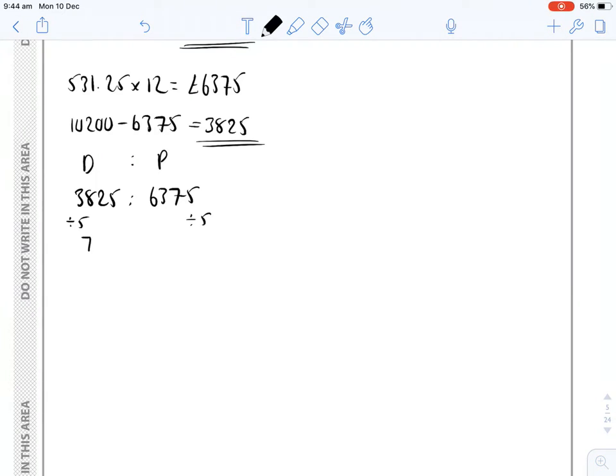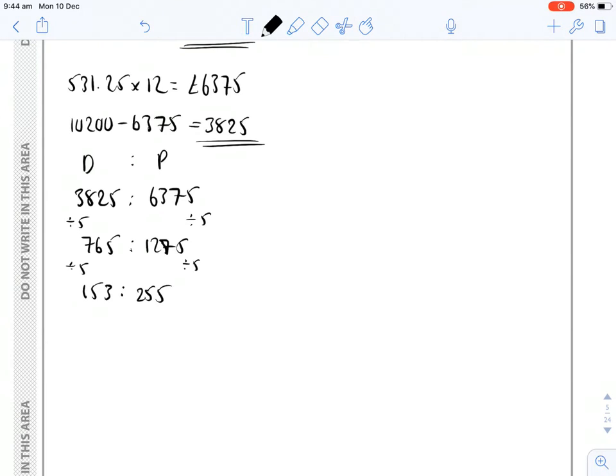And that will then give me 765 to 1275. Again, they both end in 5, so I can divide by 5 and divide by 5. And then I've got 153 to 255. Oh, no, sorry, that's the same number again. 153 to 255.